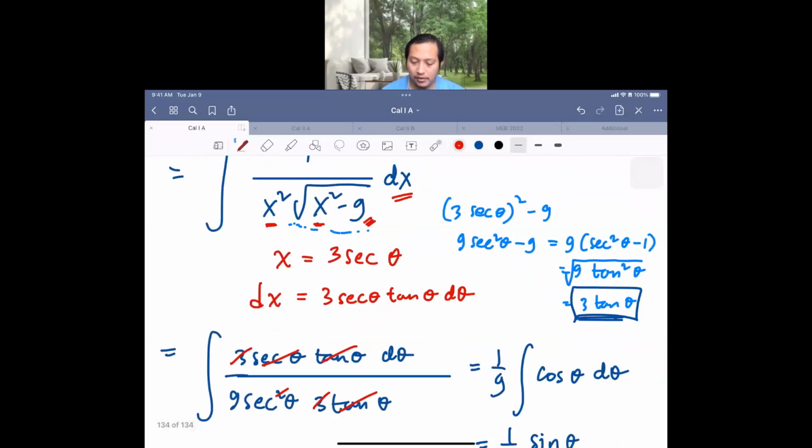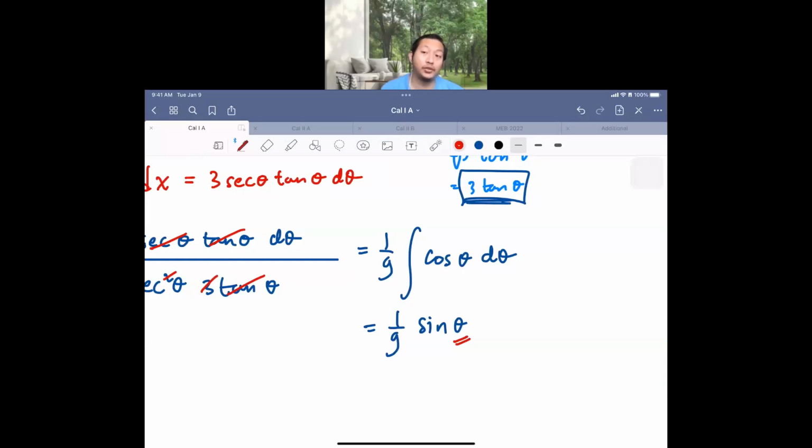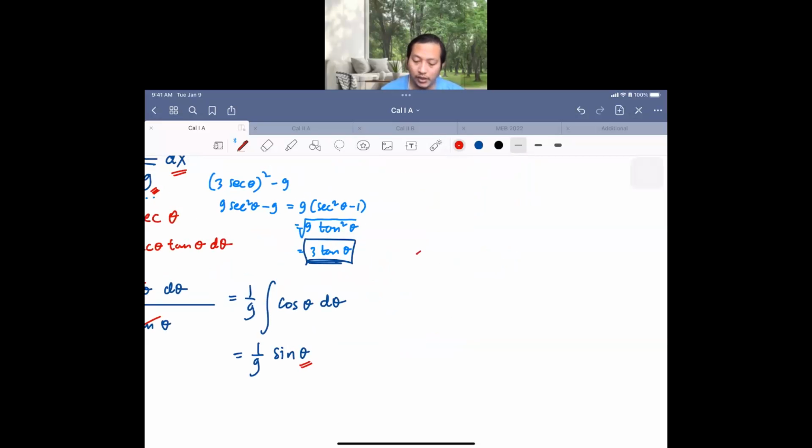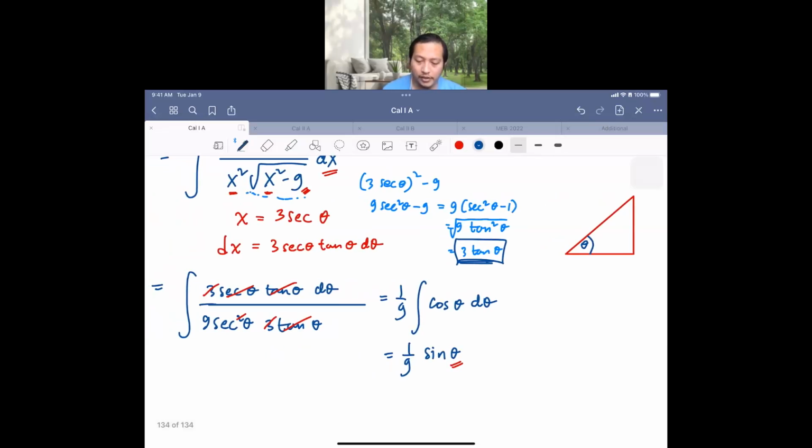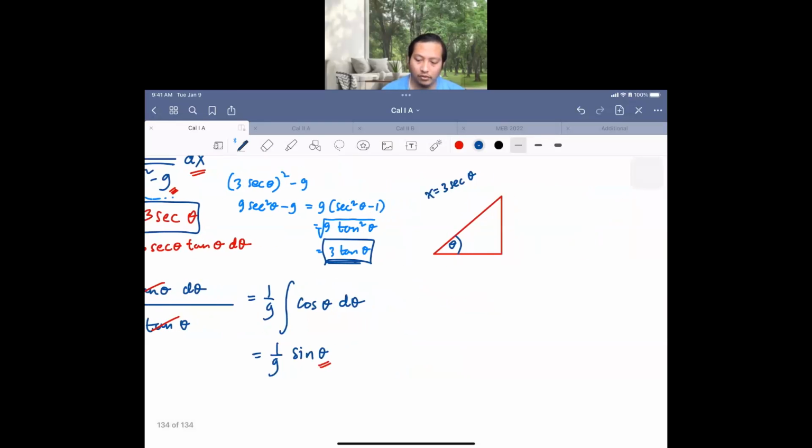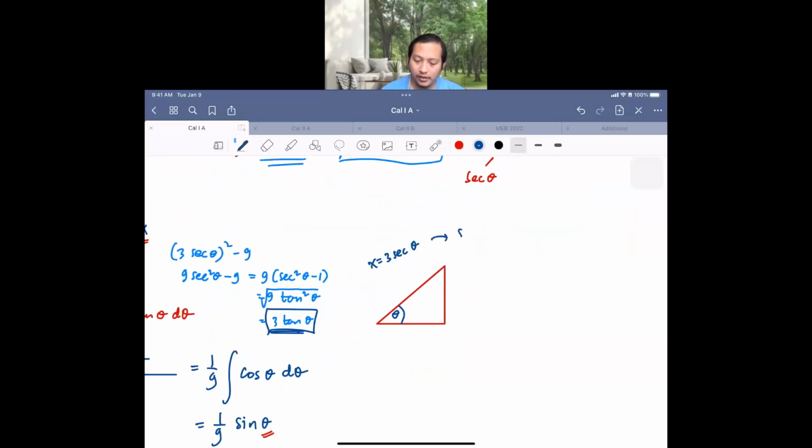It seems that we are going to stop here, but remember, at the beginning it was about x, and now it's theta. Now we need to revert the theta back to x. How? We can start with the triangle that we made. Imagine from the first one that x is 3 secant theta, so secant theta is x over 3, or cosine theta is 3 over x.